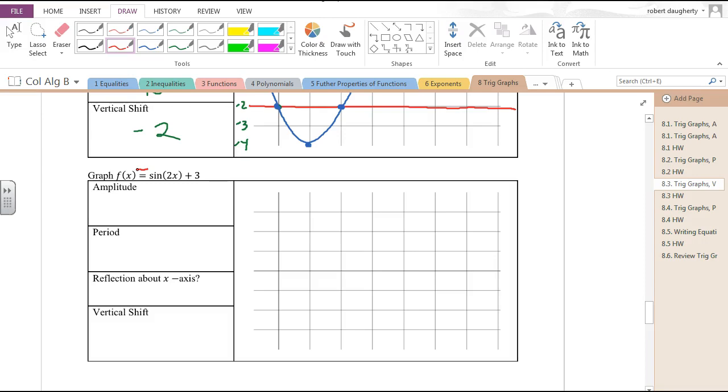What is the amplitude of this one? Amplitude is 1. What is the period? Pi. Has it been reflected? Yes. And vertical shift of 3, okay? So to graph this, this is 0, 1, 2, 3, 4. So I'm going to draw a horizontal line at 3, right here.